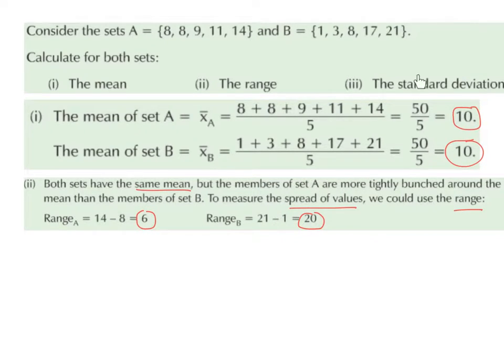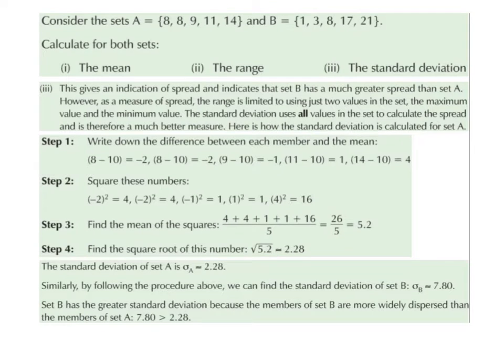So now we're going to find the standard deviation. The range gives us an indication of spread and indicates that set B has a much greater spread than set A. So the numbers are much more spread out in set B than they are in set A. However, as a measure of spread, the range is limited to just using two values in the set, the maximum value and the minimum value. Standard deviation, however, uses all values in the set to calculate the spread and is therefore a much better measure. Here is how the standard deviation is calculated for set A.